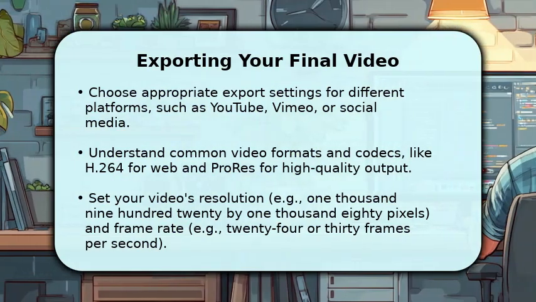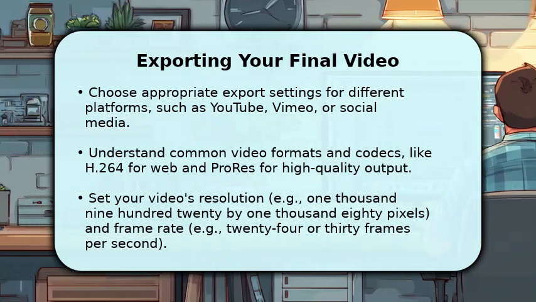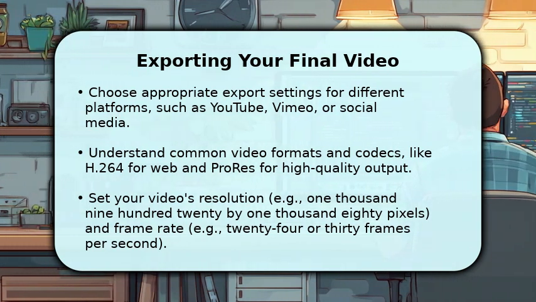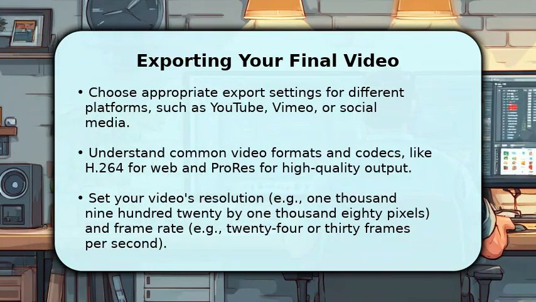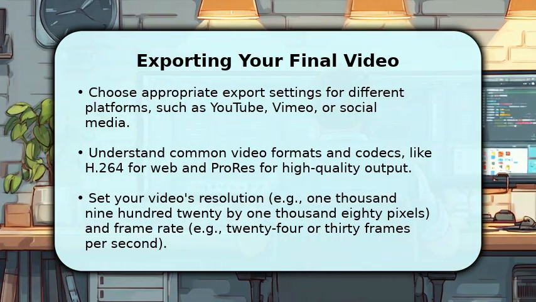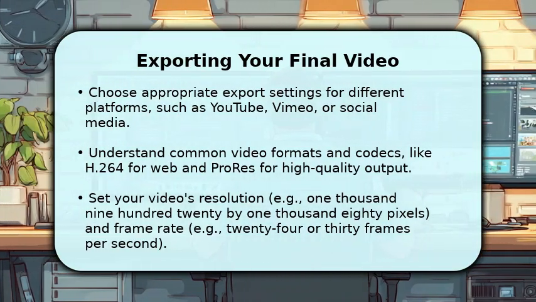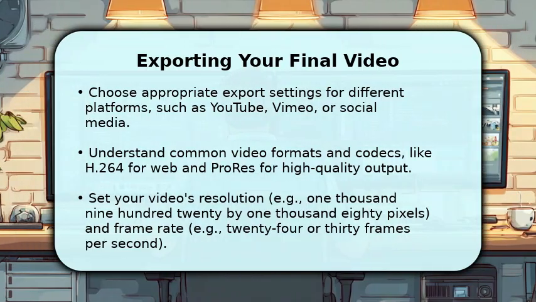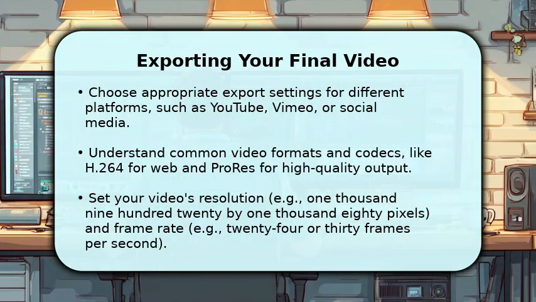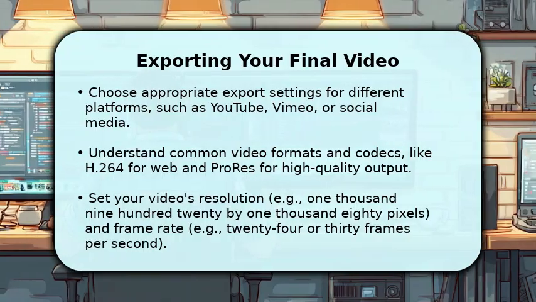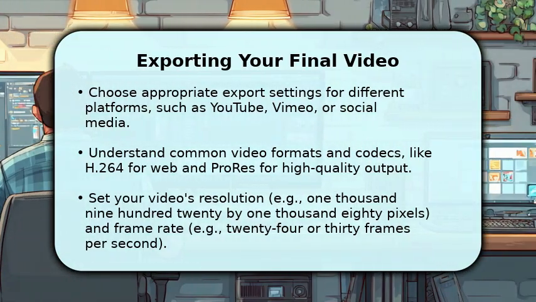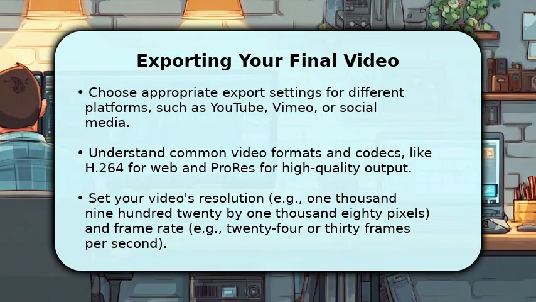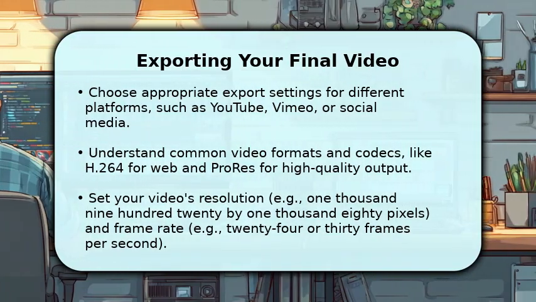Finally, it's time to export your masterpiece. Go to File, then Export, and select Media. In the Export Settings window, choose a format like H.264 for web distribution, which offers excellent quality at a manageable file size. Adjust settings such as resolution, perhaps 1920 by 1080 pixels, and frame rate, commonly 24 or 30 frames per second. Click Export to render your video, ready for sharing with the world.